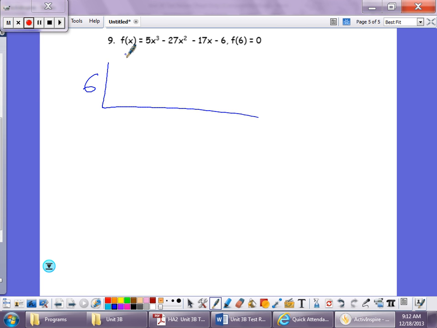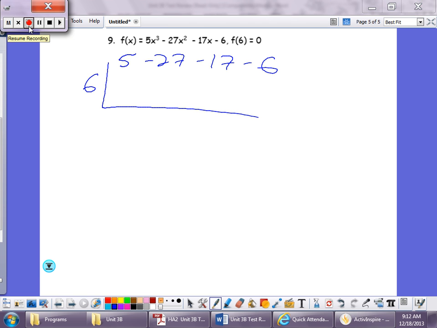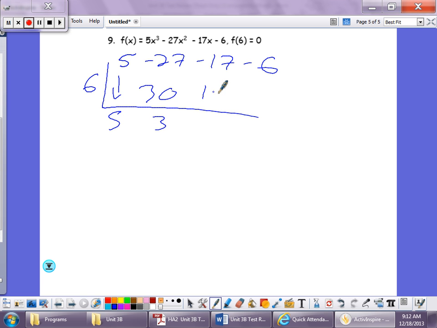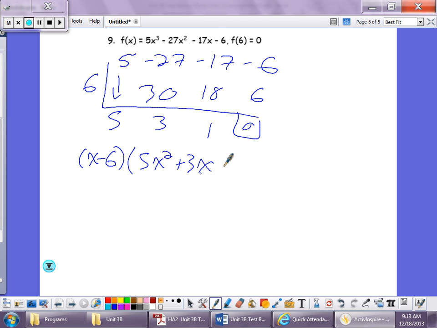6, and I have 5, negative 27, negative 17, negative 6. Make sure that that is in standard form. So then we carry out our synthetic, and it works, okay? So remember, if 6 is a 0, I write that as x minus 6, and then I have 5x squared plus 3x plus 1 equals 0.